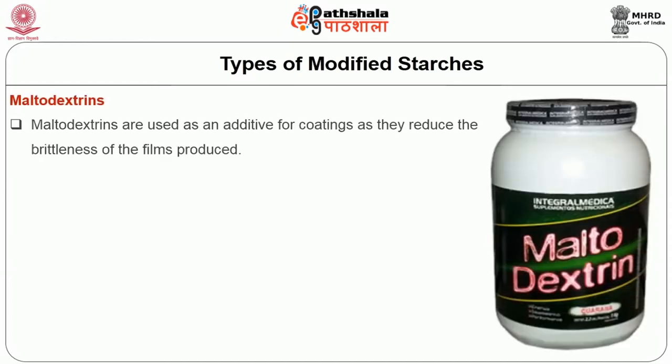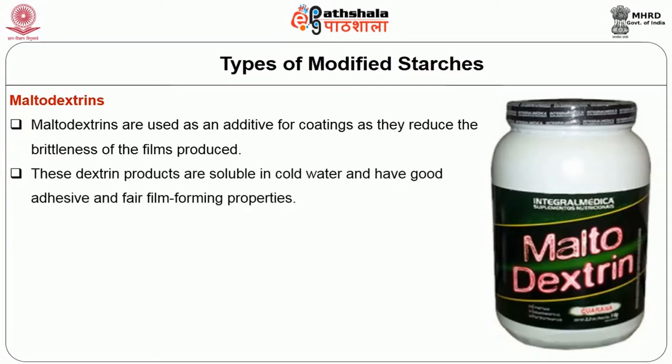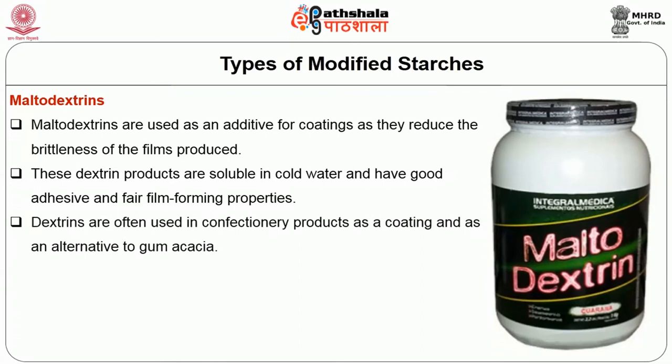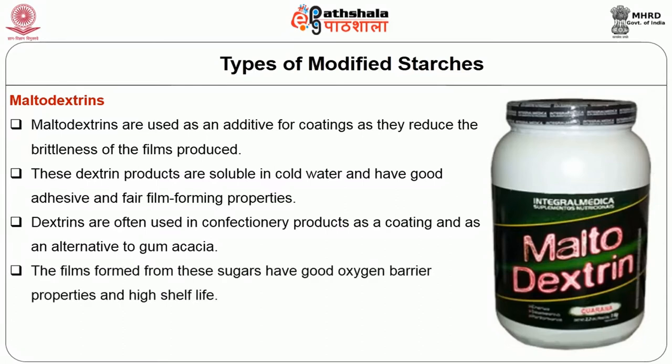These are used as an additive for coatings as they reduce the brittleness of the films produced. These dextrin products are soluble in cold water and have good adhesive and fat film forming properties. Dextrins are often used in confectionery products as a coating and as an alternative to gum arabic. The films formed from these sugars have good oxygen barrier properties and high shelf life.